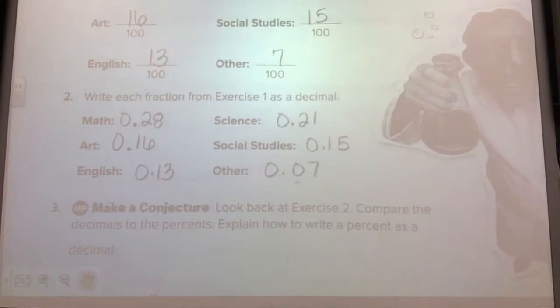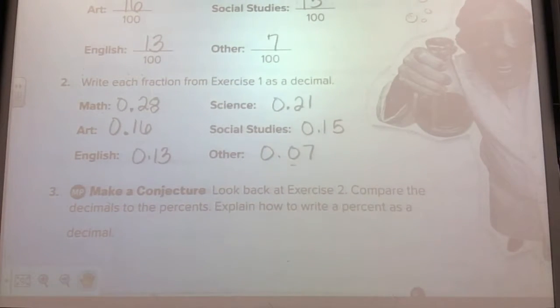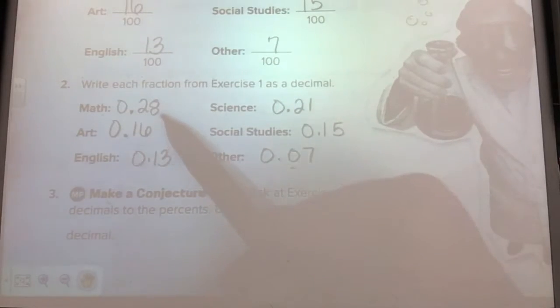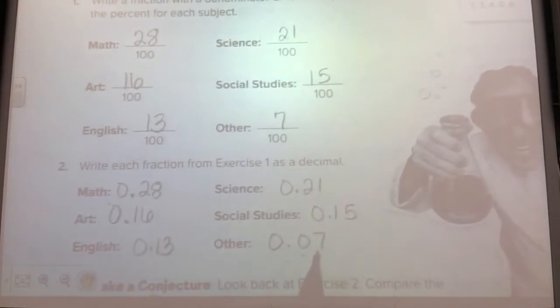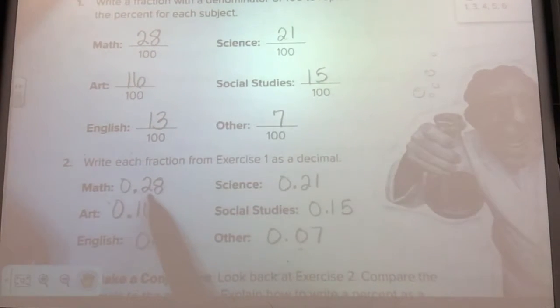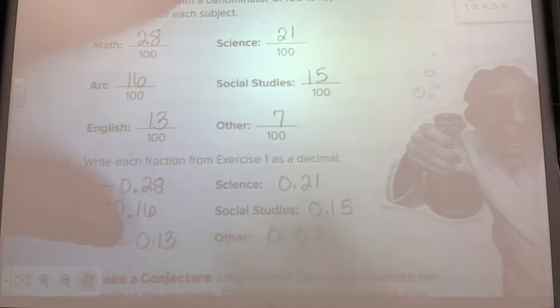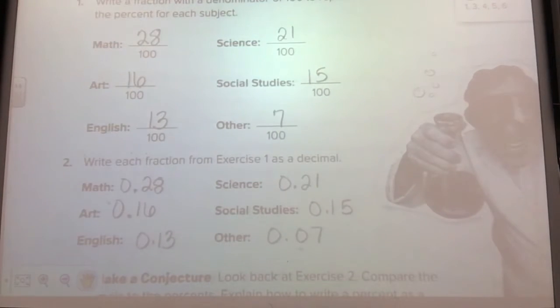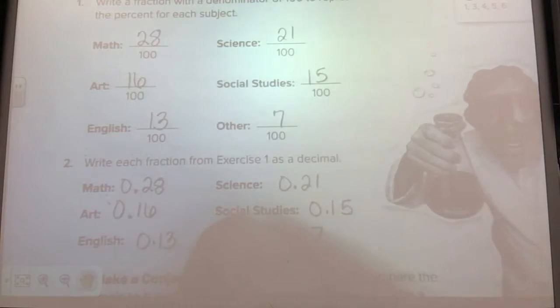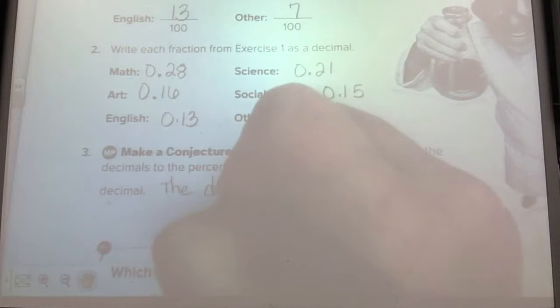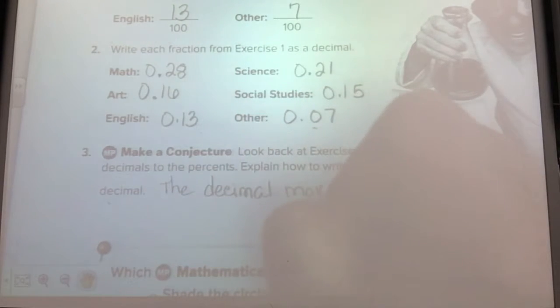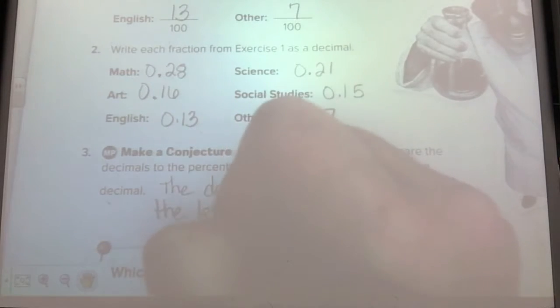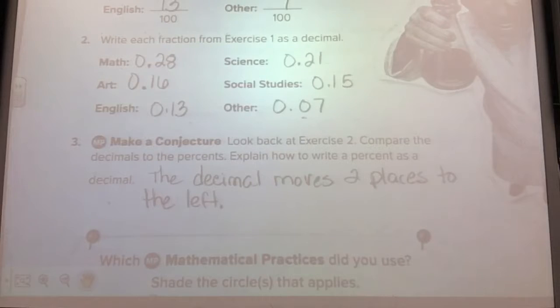Okay, so now let's compare the decimals to the percents. So we have 0.28, and up here, I've got to zoom out just a little bit. All right, 0.28, 28%. 0.16, 16%. 0.13, 13%. 0.21, 21%. What do you notice there? Right, so the decimal moves 2 places to the left.